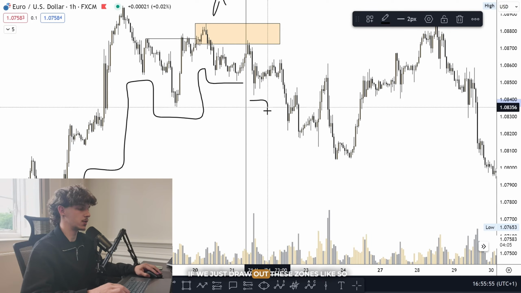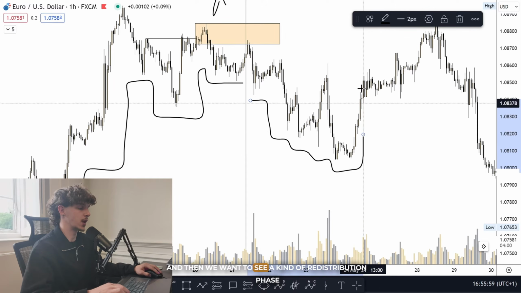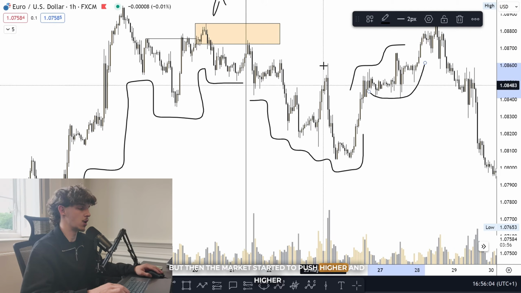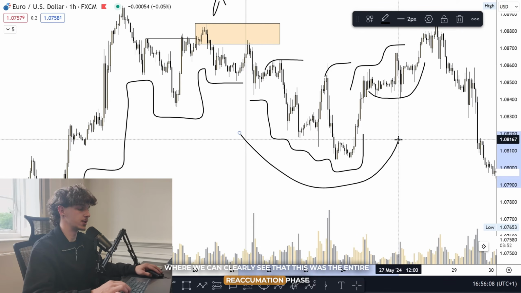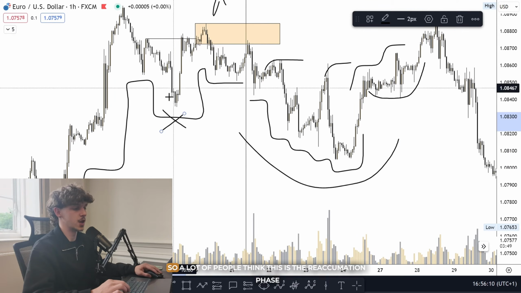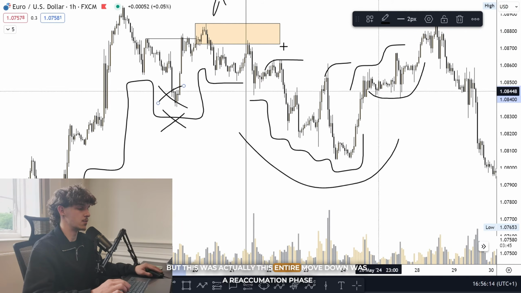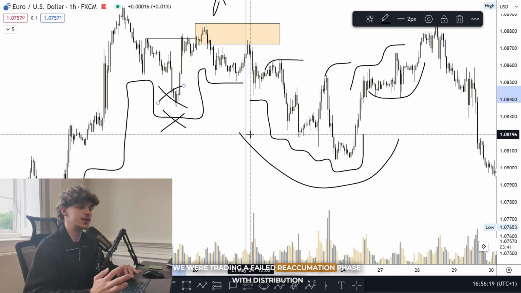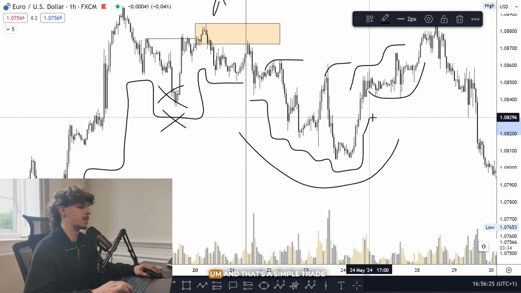And then once the market actually did this, if we just draw out these zones like so, we're distributing, and then we want to see a kind of redistribution phase, but then the market started to push higher and higher and break these highs, where we can clearly see that this was the entire reaccumulation phase instead of this. So a lot of people will think this is the reaccumulation phase, but this entire move down was the reaccumulation phase. So technically we were trading a failed reaccumulation phase for distribution, which actually then we played the move down for the real reaccumulation. And that's the simple trade.